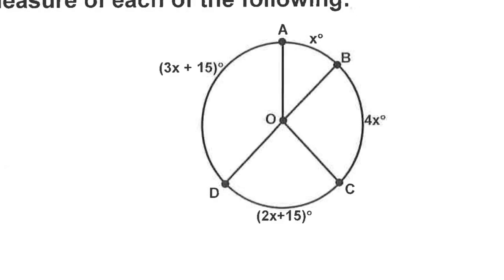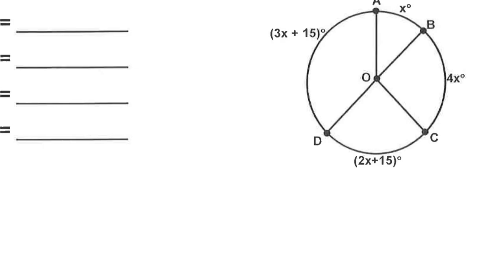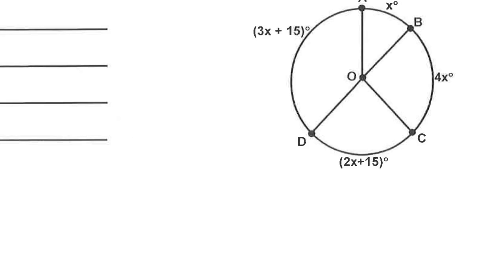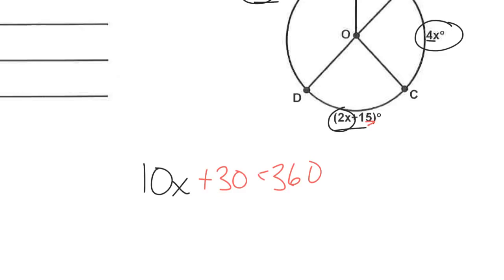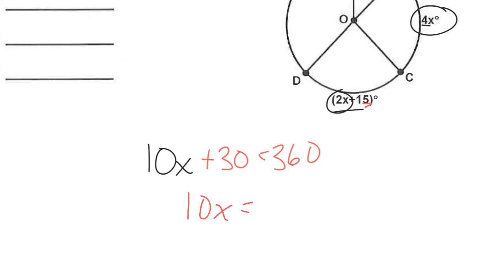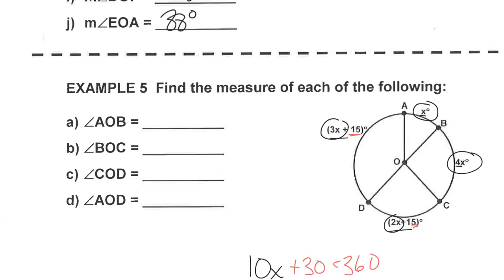It gives me a bunch of expressions going around the circle, and it tells me to solve for X and then plug it back in and find those arc lengths. Well, you should know one thing about all these expressions. If I add them up, they equal 360 degrees. So I have 3X plus 1 is 4X, plus 4 is 8X, and it looks like I have 10X. Let's see, 15 plus 15 is 30. So it looks like I have 10X plus 30 equals 360, and then we can solve that. So I subtract the 30 from each side. I get 330. I divide both sides by 10, and I get X. X is 33.